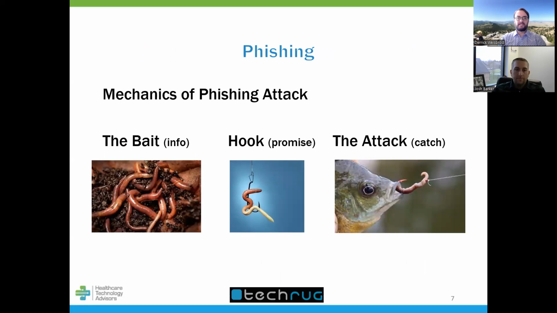So the basics of a phishing attack is like three components. You've got to create some kind of bait, which is information. You've got to have some kind of hook, which is the promise, and then you've got to execute the attack, or the catch. So one way you can do that is, a lot of times emails will get sent. One I like to talk about is this banking scenario.